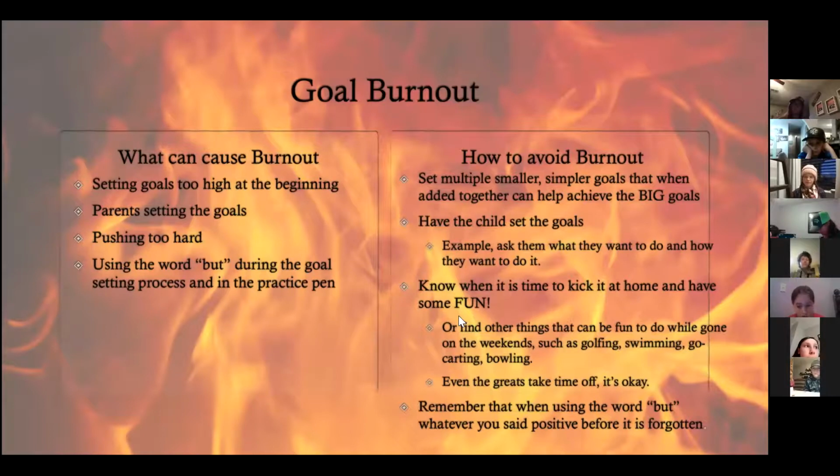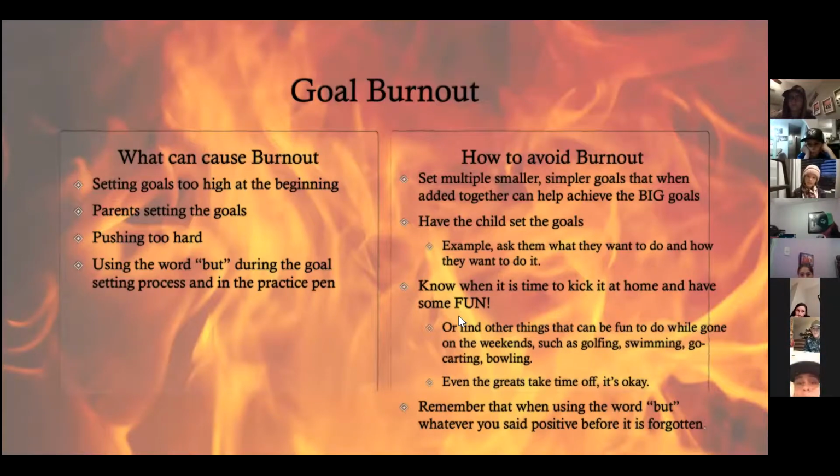And then using the word but during the goal setting process and in the practice pen. I grew up with very loving parents, but they definitely told me but. And every time they told me but, everything good that they talked to me about was completely erased, and I felt like a total failure to them. And so I just say be leery of the word but.